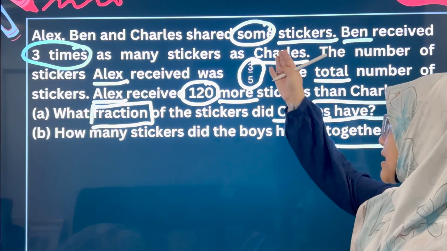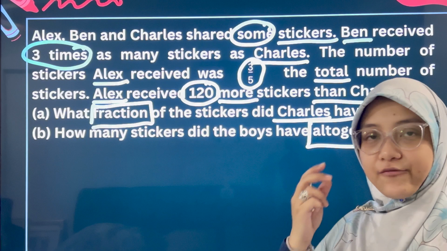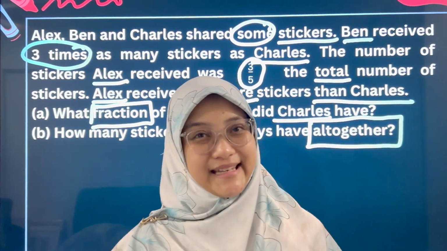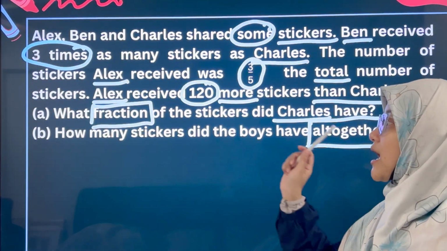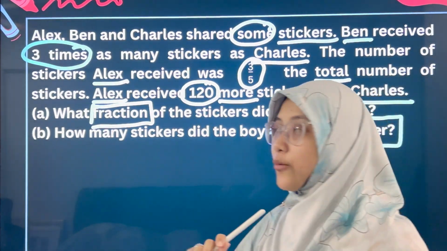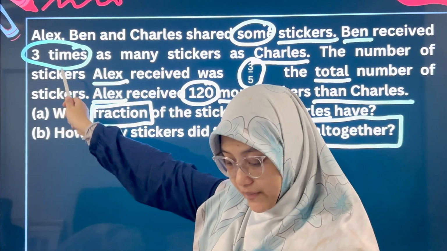Once we have circled the values, underlined keywords, and boxed out the questions, then it's very clear to us what information we have and what we need to find. So let's answer part A first. How do we answer part A? I'm going to draw model. Why do I draw model? Because I see this important keyword here, 3 times.